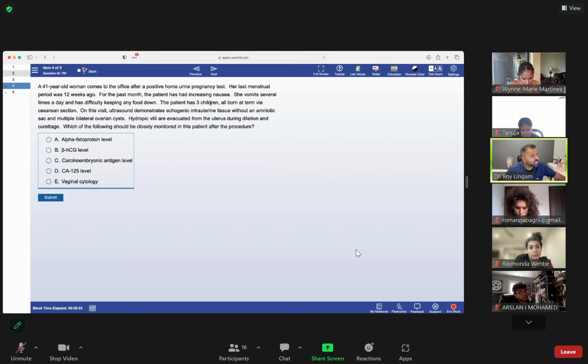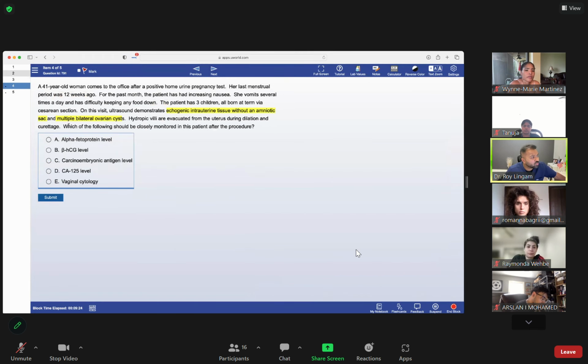The patient has 3 children, all born at term via C-section. On this visit, ultrasound demonstrates echogenic intrauterine tissue without an amniotic sac. So that's almost like a mole. There's no amniotic sac. Multiple bilateral ovarian cysts. Hydropic villi are evacuated from the uterus. Okay, so that's not a fetal part. So that tells you that's a complete mole. Did we get that? There is no fetal part, so that's a complete mole.